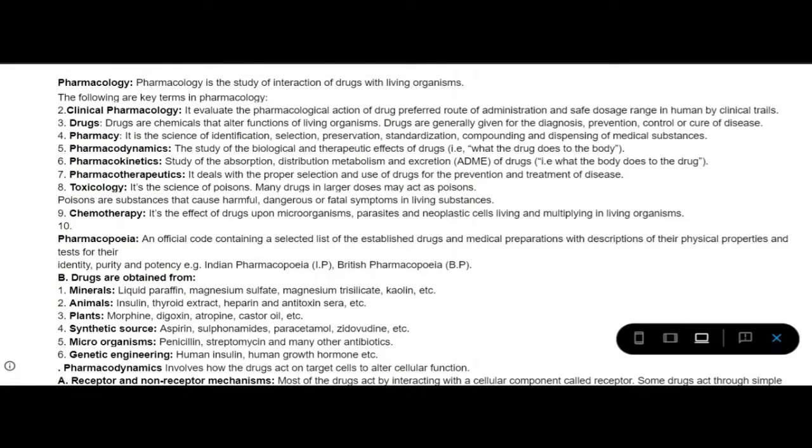Also, we have chemotherapy. This is the effect of drugs upon microorganisms, parasites, and neoplastic cells living and multiplying in living organisms. For example, if you've ever heard, cancer patients are usually given chemotherapy. This chemotherapy targets particular abnormal cells which are in the body. We have pharmacopoeia.